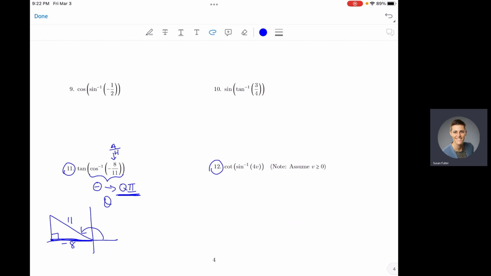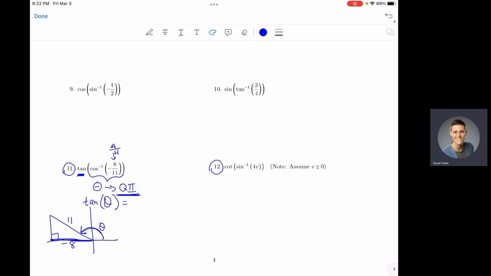Okay, so this angle right here, that's theta. That's what's going to come out of inverse cosine of negative 8 over 11. I don't know what angle that is, but that's okay. That's not the answer to this question. After I get that angle out, I still have a tangent out here, so I need to take the tangent of that angle theta. That's going to be the answer to this problem.